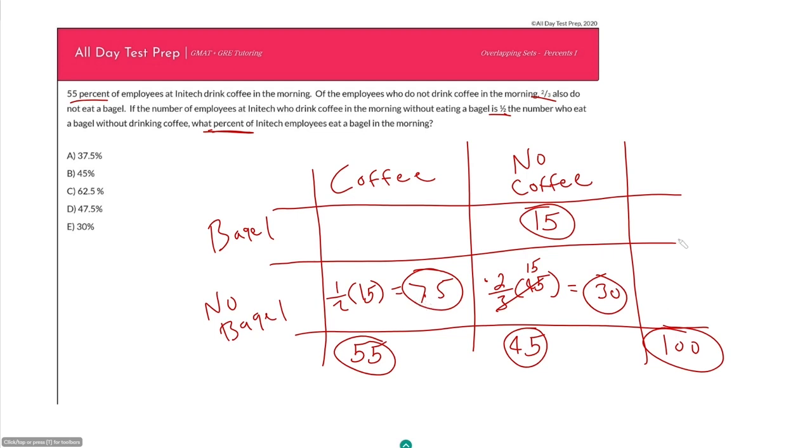So we got 7.5 people here. Based on this, it looks like we can fill in our entire chart. So that is the dream scenario. That is not the goal of an overlapping set problem. The goal isn't to fill in the entire chart. The goal is just to fill in whatever information they give you. But if you can fill in the entire chart, that's the dream scenario.